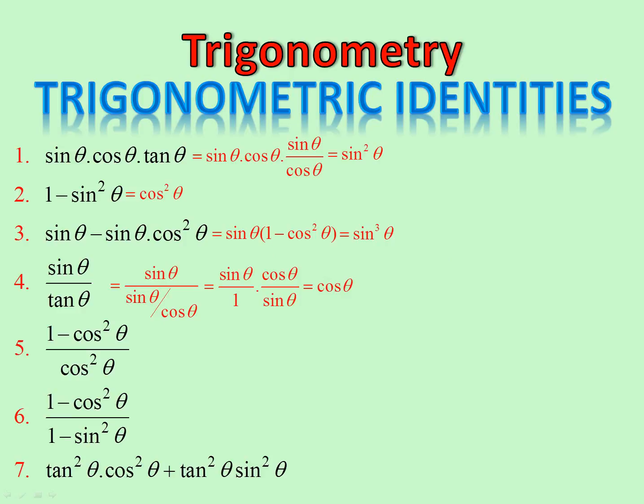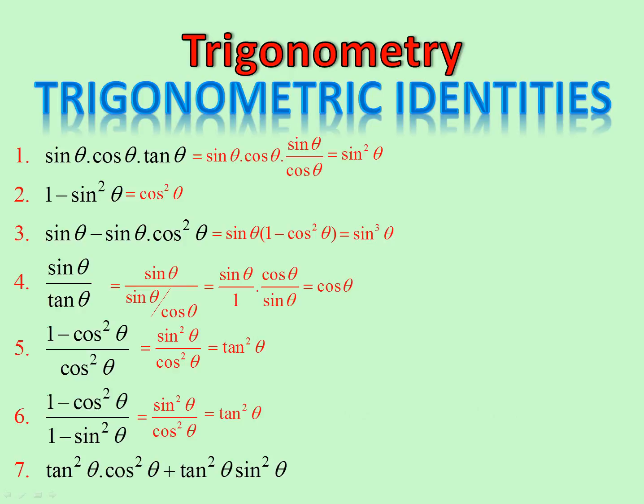Number 5. Observe. Sine squared over cos squared. Observe. Where have we seen sine over cos? Tan squared. Number 6. Observe both sine squared over cos squared, and we observe again, same as number 5, tan squared.